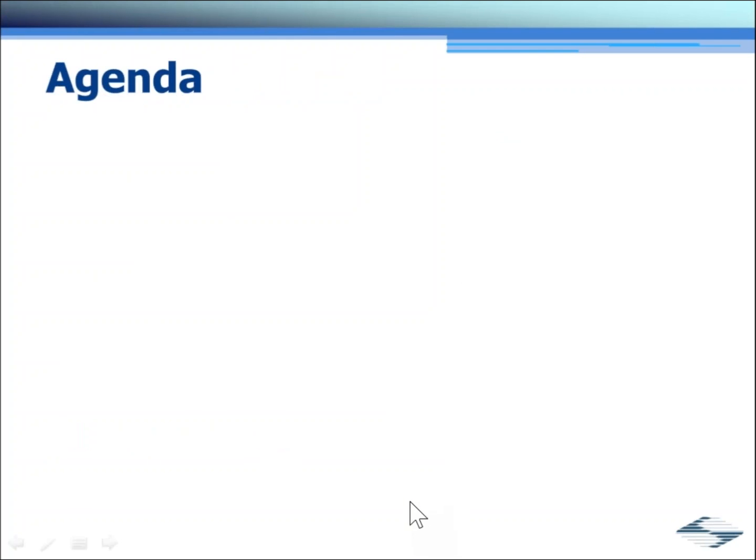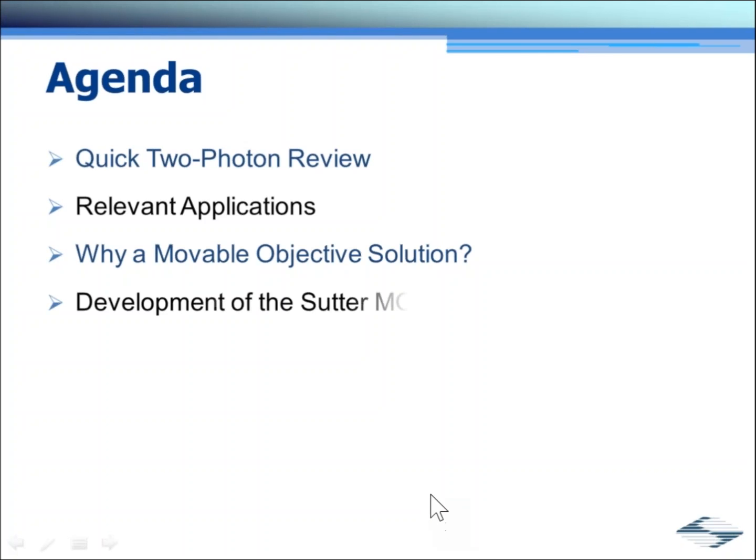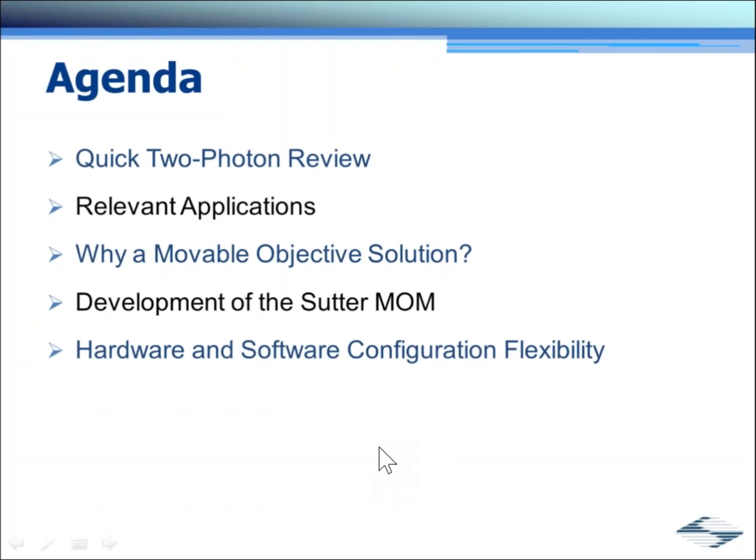So just to give us an outline of what we're going to be looking at today. First, we'll start off with a quick review on two-photon technology, how the technique actually works. Then we'll discuss the relevant applications that we can approach with this technique and why two-photon imaging is important for these fields. Then we'll talk about why a movable objective solution, why the Sutter MOM, and discuss the development of that instrument. And of course, we'll talk about the hardware and the software configuration and flexibility of configuring such an instrument.